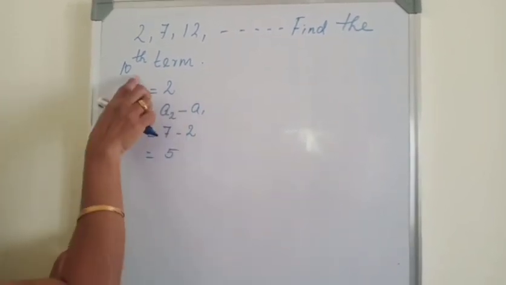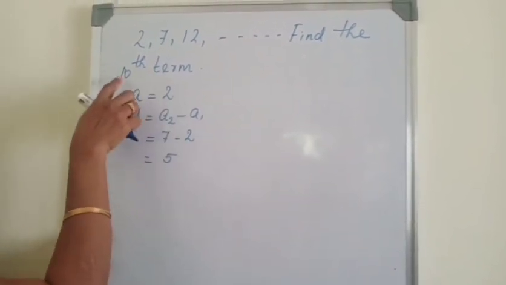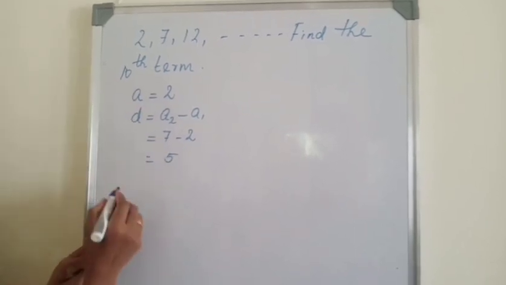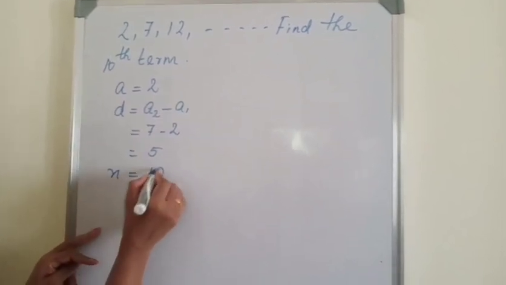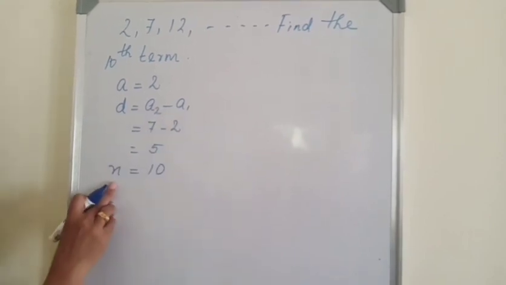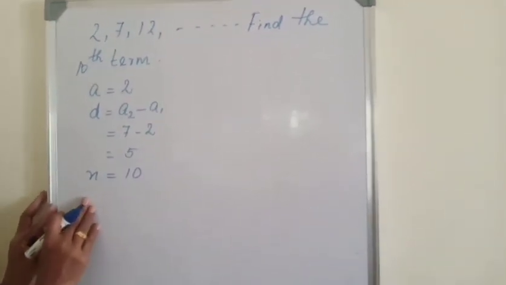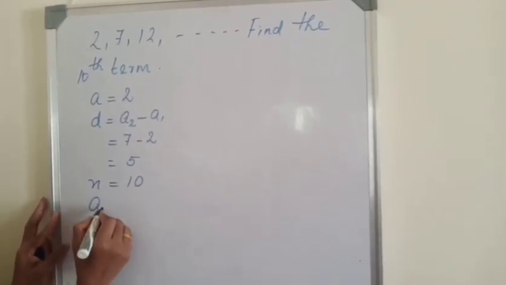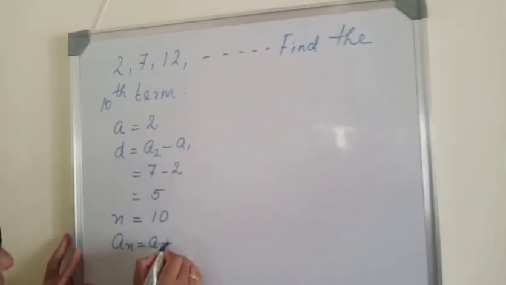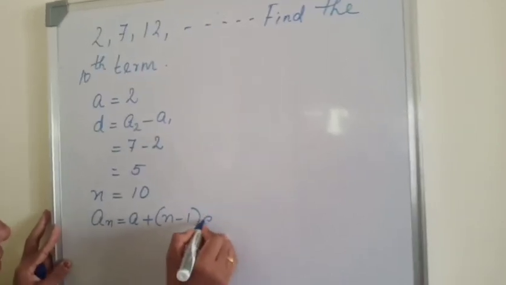And we wanted to find the 10th term. So here 10 terms are there in the AP. So n will be denoted by 10. Number of terms will be denoted by the letter n. Now I'll write the general term of the AP. AN equals A plus n minus 1 into D.